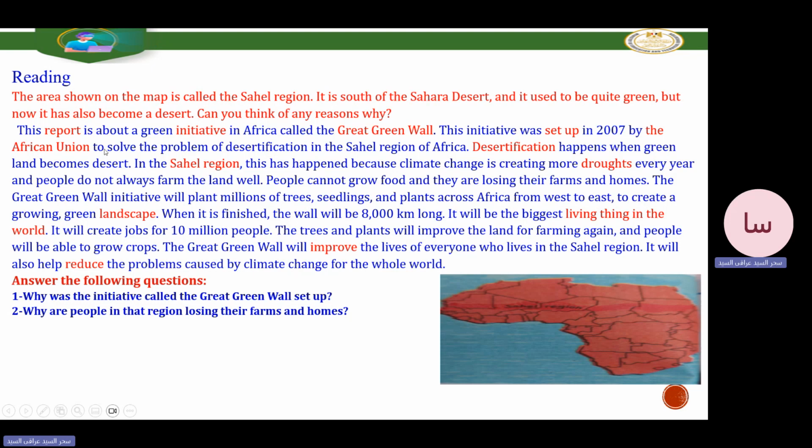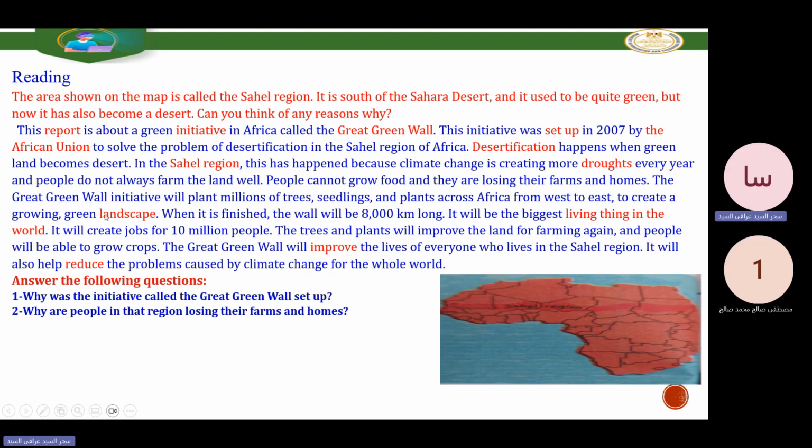People do not always farm the land well because of the drought, of course. People cannot grow food and they are losing their farms and homes. The Great Green Wall Initiative will plant millions of trees, seedlings, small plants, across Africa from the west to the east. Why? To create a growing green landscape, a large part of green landscape.